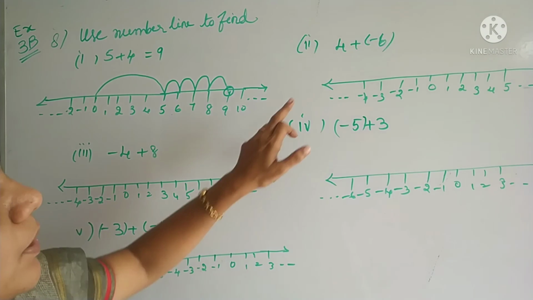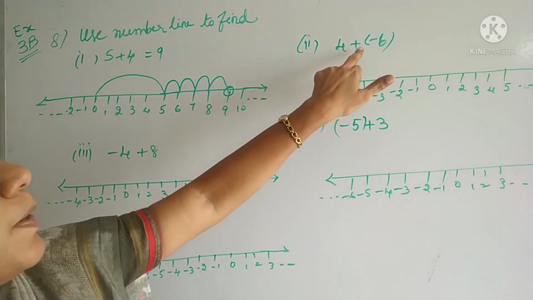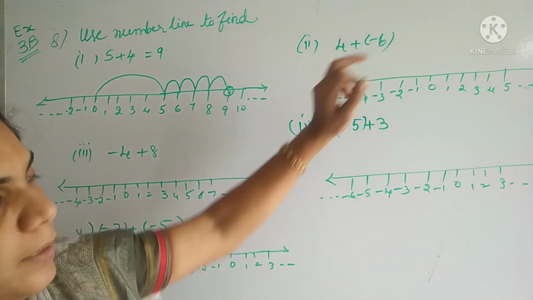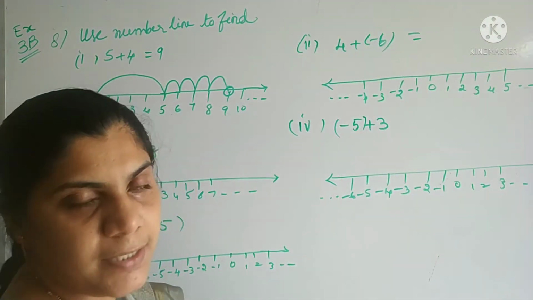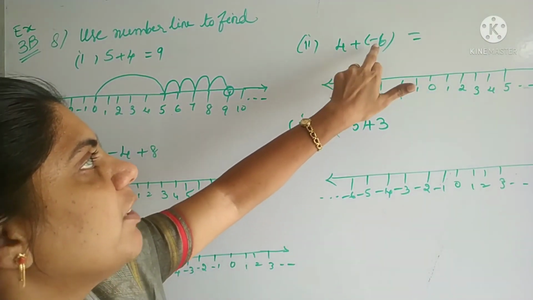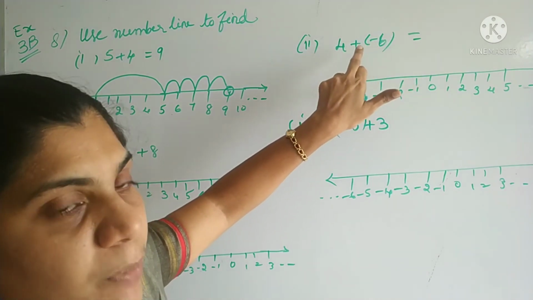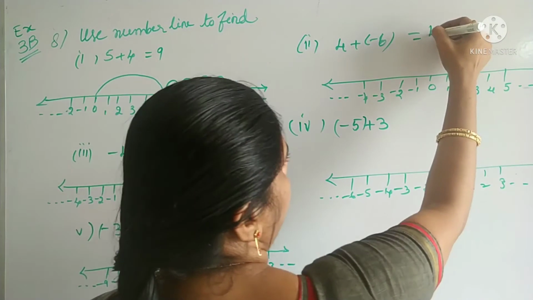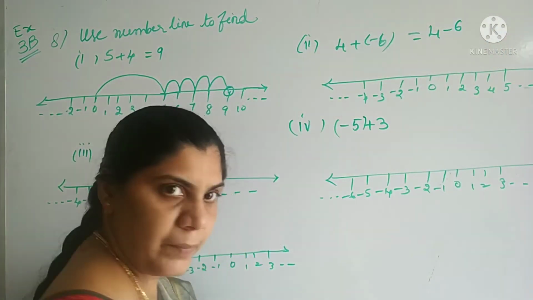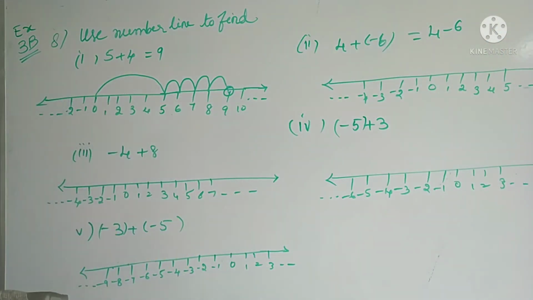Understood? Now look at the second problem. 4 plus of minus 6 is there. Now here I do the sub calculation to clear my side. 4 plus, within the brackets I have minus. So I can multiply the signs here. Plus into minus will be minus. So you get here 4 minus 6. Okay, 4 minus 6 you get here.